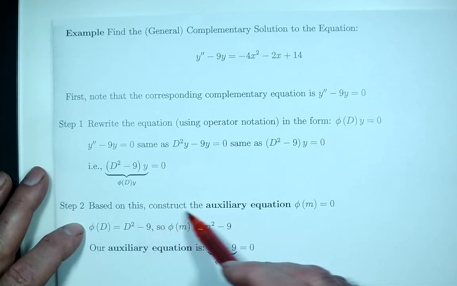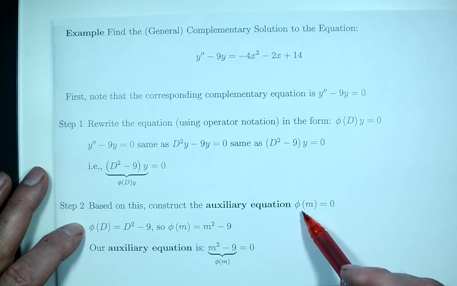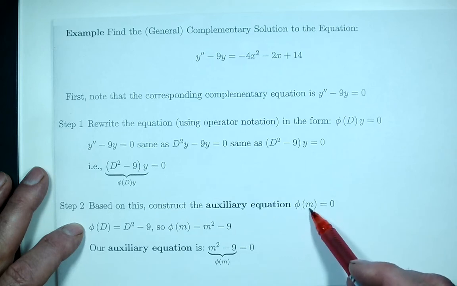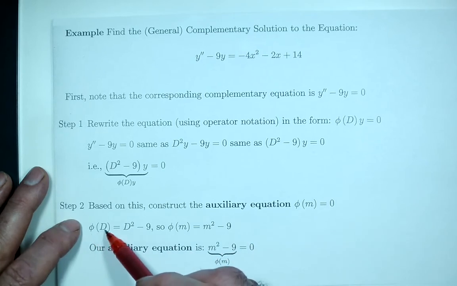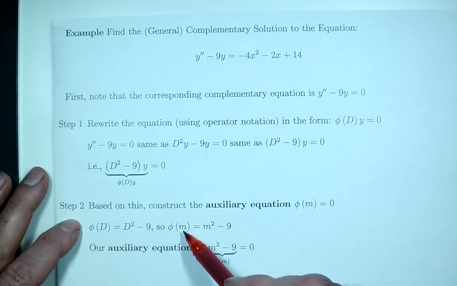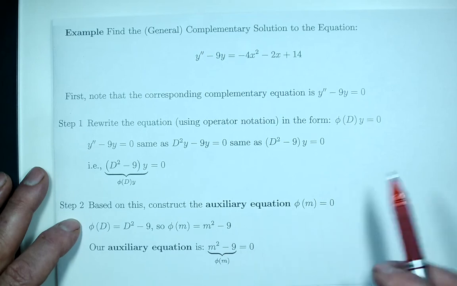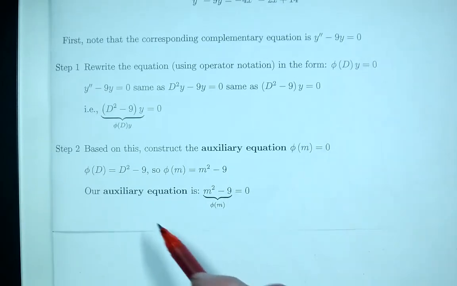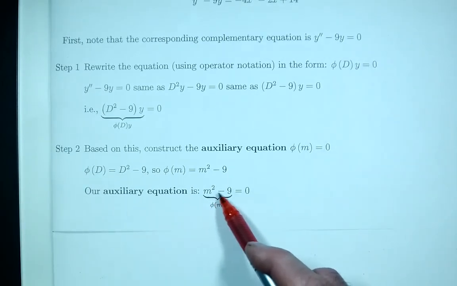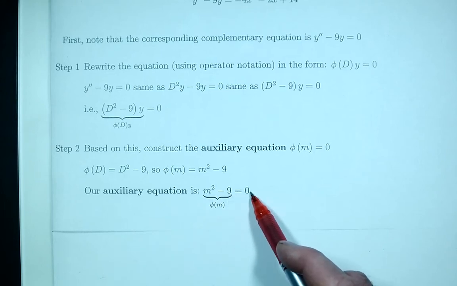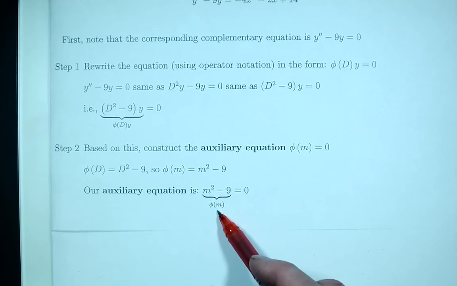Based on this, we construct the auxiliary equation. Same polynomial phi, just different variable, m. So phi of D is D squared minus 9. Phi of m is m squared minus 9. So our auxiliary equation is m squared minus 9 equals 0, where this is phi of m.